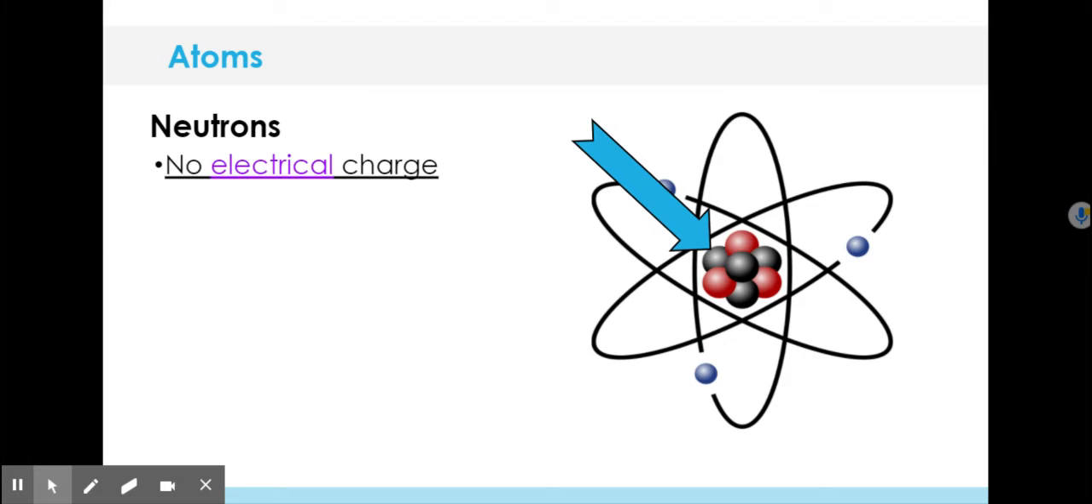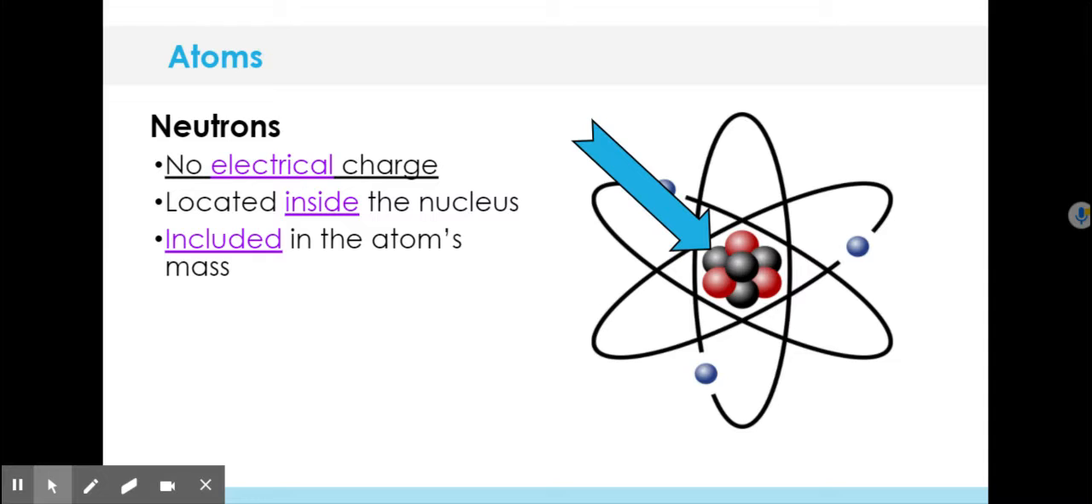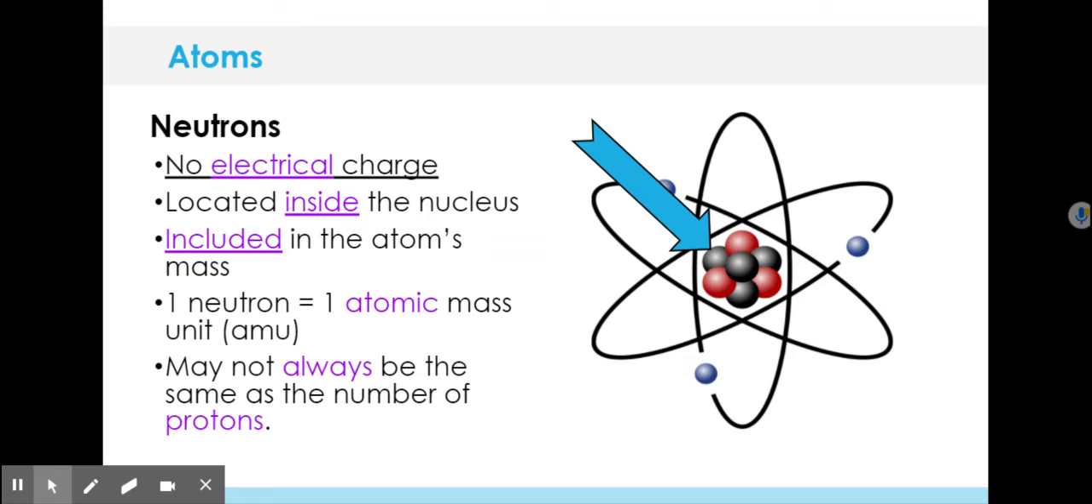Neutrons. Neutrons have no electrical charge. They're neutral. They're located inside the nucleus. They're included in the atom's mass. One neutron equals one atomic mass unit, or AMU. And the number of neutrons may not always be the same as the number of protons. Usually there's more neutrons than protons.